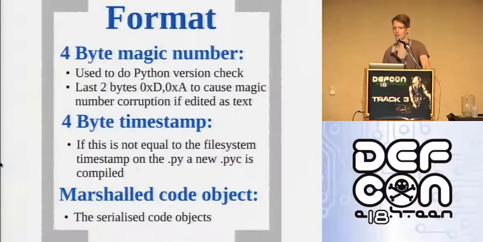So the Python pyC format, there's a 4-byte magic number. This is for the version of Python, so the runtime can do a check of what version the Python was compiled with and bail out if it's not the version that it is. There's a 4-byte timestamp. We'll show why this is important later. Basically, it's to decide whether a new pyC should be generated from a py.